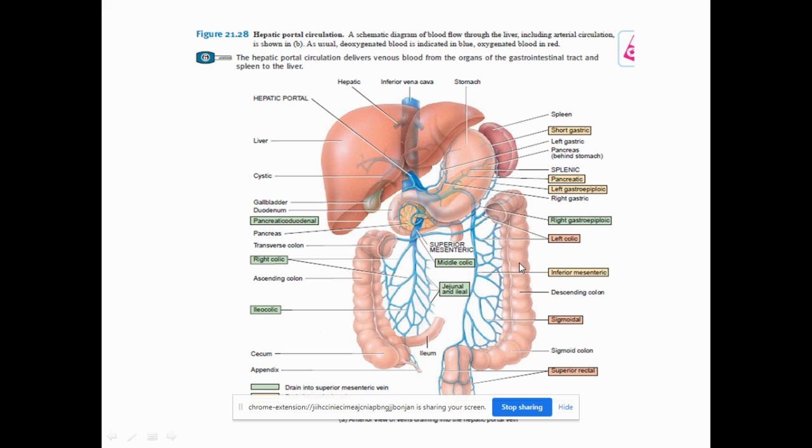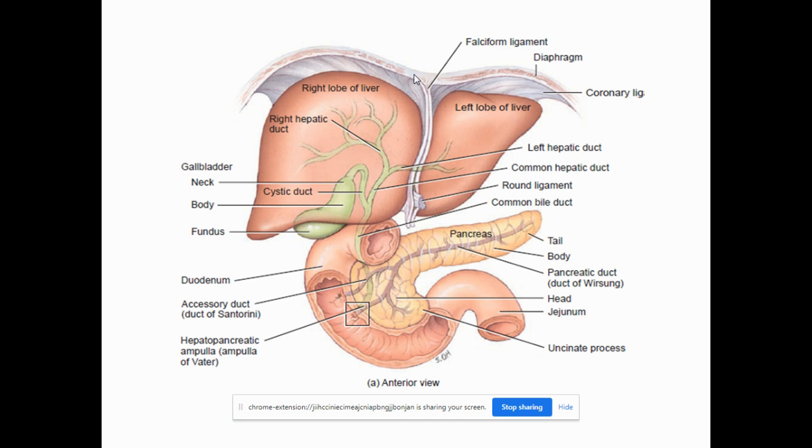So this is a very very important circulation, the hepatic portal circulation. How the hepatic portal circulation brings blood and the absorbed nutrients into the liver, and then how it comes out through the inferior vena cava, we will study in detail in the coming slides. Now we will see the anatomy of the liver and the gallbladder.